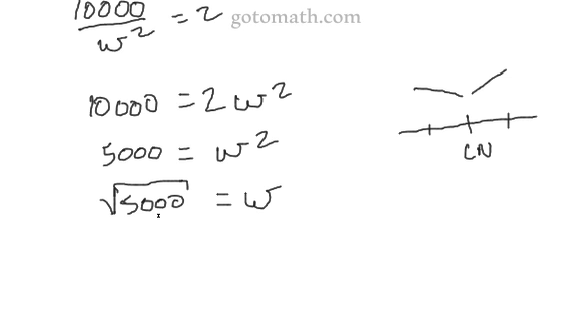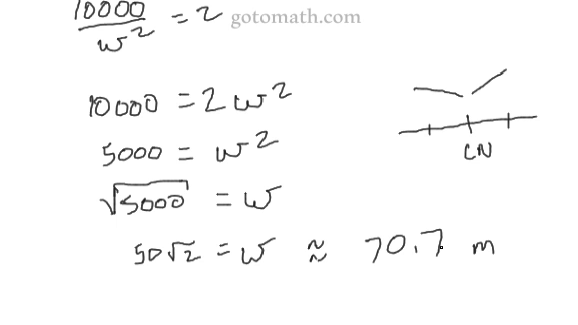But I'm going to go ahead and break this down. This ends up becoming 50 times the square root of 2 is going to be our width. And just for the heck of it, I'm going to do a little approximation here. This actually approximates to 70, I'll just round it to one decimal place, 70.7, and of course this is going to be meters. Okay, well, we found our W.